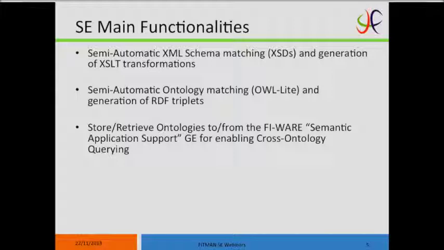One interesting thing and quite valuable is that this specific enabler interoperates with the generic enabler of FIWare that's called Semantic Application Support. And the main advantage is that using those enablers combined, you can have the feature that we call cross-ontology querying. So you can have on the FIWare generic enabler different ontologies, and through the RDF triplets that I mentioned in the previous bullet, you may do cross queries in those ontologies.